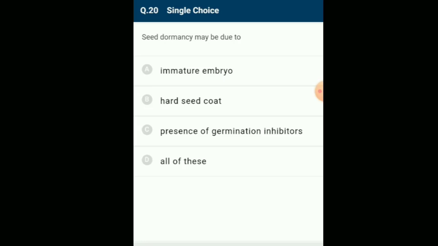The state of inhibited germination as a result of internal causes is usually called dormancy. Seed dormancy is of considerable advantage to the plant, which helps in adverse environmental conditions. The embryo remains inactive in this period and all the growth processes are suspended temporarily. There are three main basic reasons for dormancy of seed. They are impermeability of seed coat, dormant embryo, and germination inhibitors. So the answer for this question is option D, all of these.